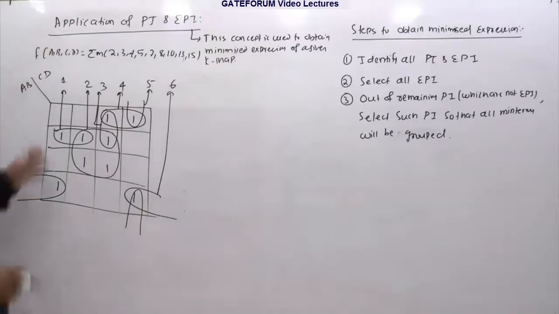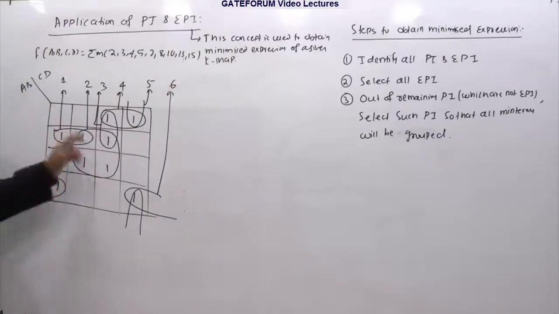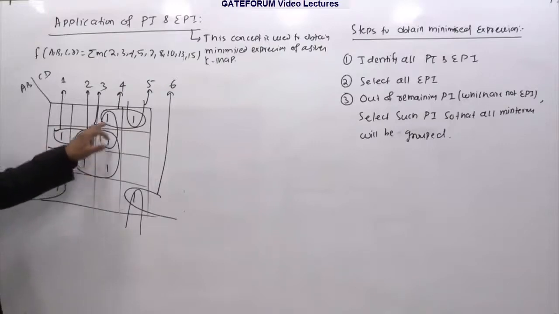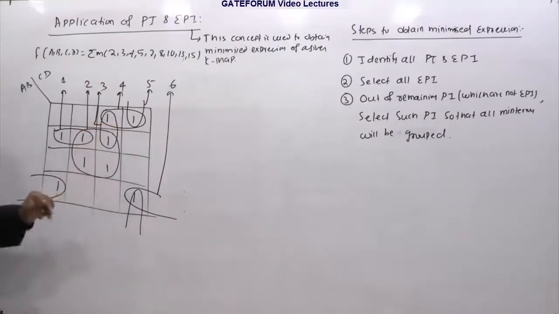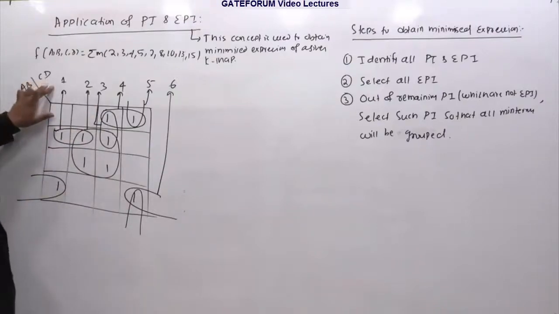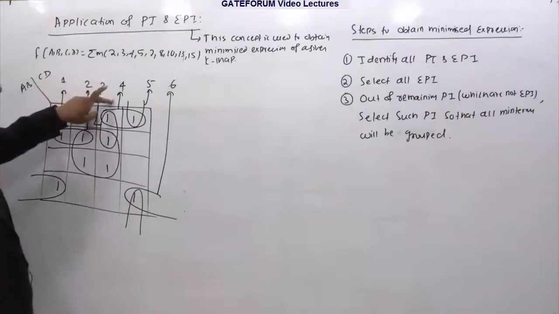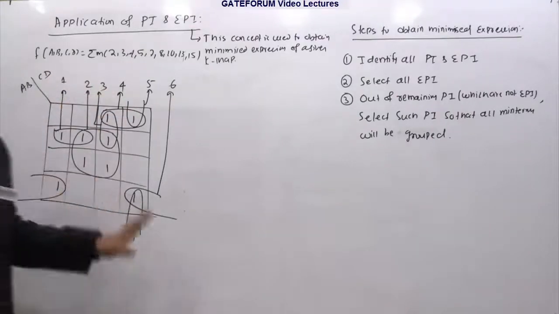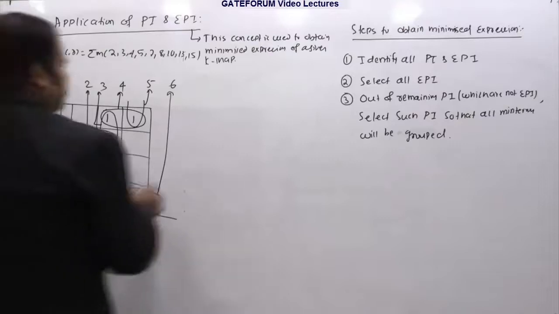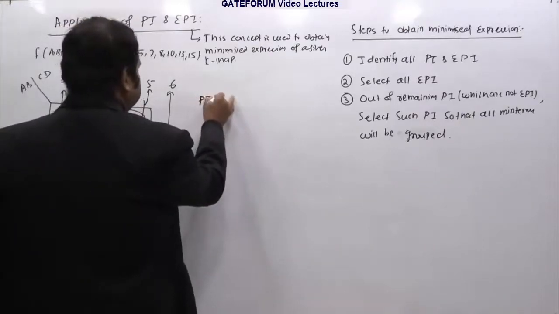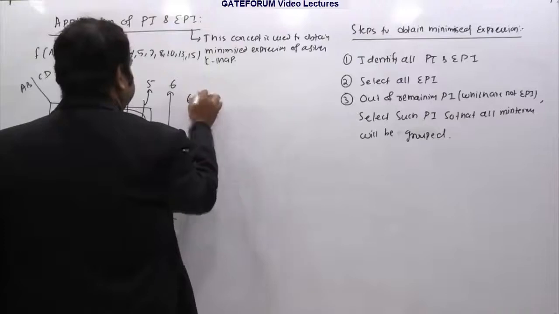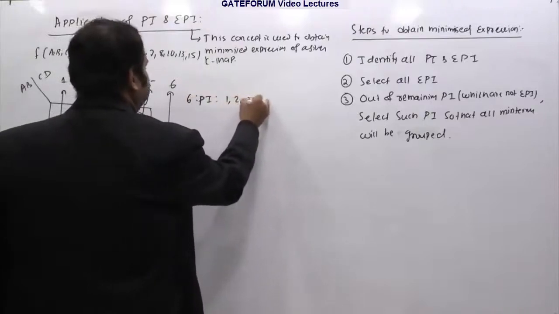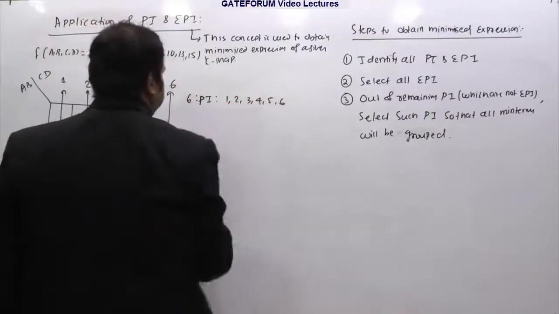Is that okay? So in total 6 groupings we have done. So 1 quad and 5 pairs. What are the 5 pairs? Pair number 1, pair number 3, pair number 4, pair number 5 and pair number 6. So a total of 6 groupings we have done. So if somebody asks you how many PI are there, the number of PI is 6. What are they? All these groups are PI. So I have 6 PIs.